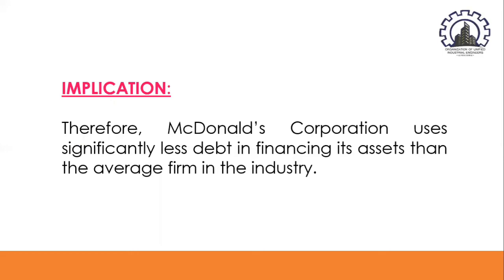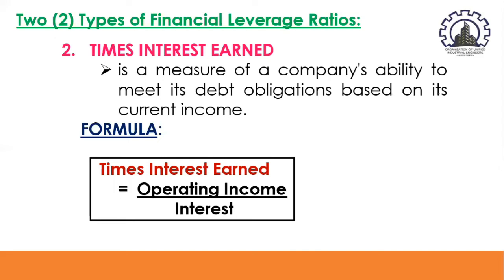Okay, next type of financial leverage ratio, we have times interest earned. If we say times interest earned, it is a measure of a company's ability to meet its debt obligations based on its current income. And the formula for times interest earned would be operating income all over interest. And in order for us to better understand this, let me show you an example.